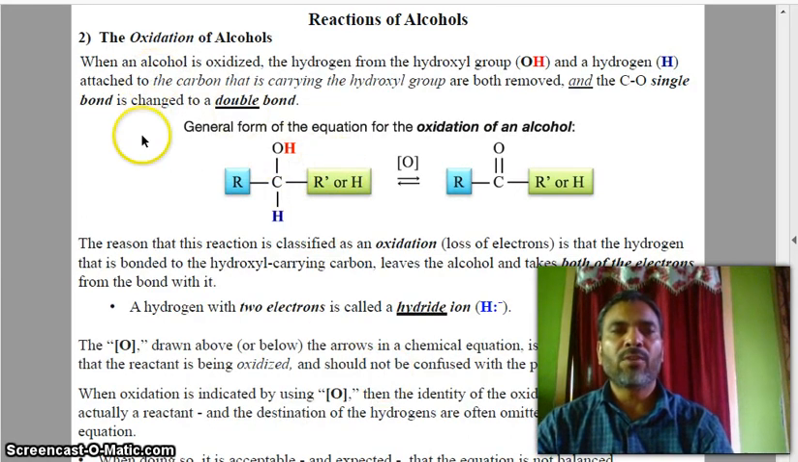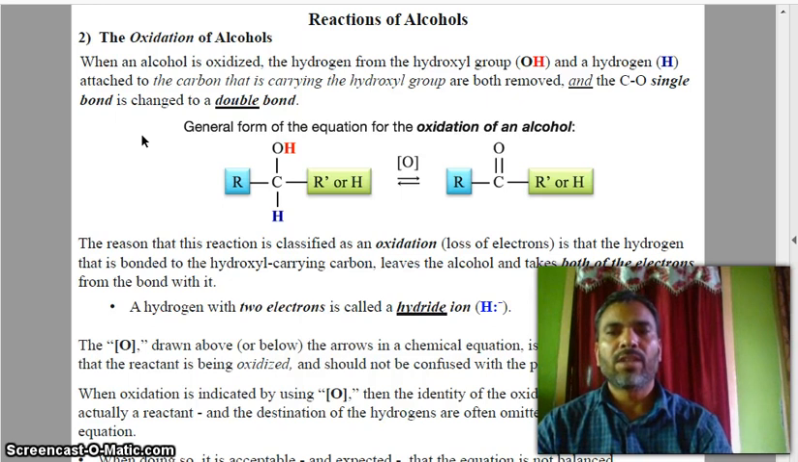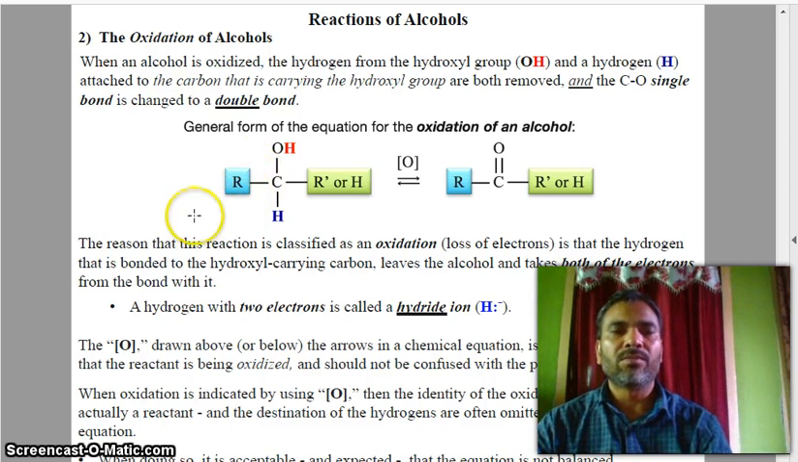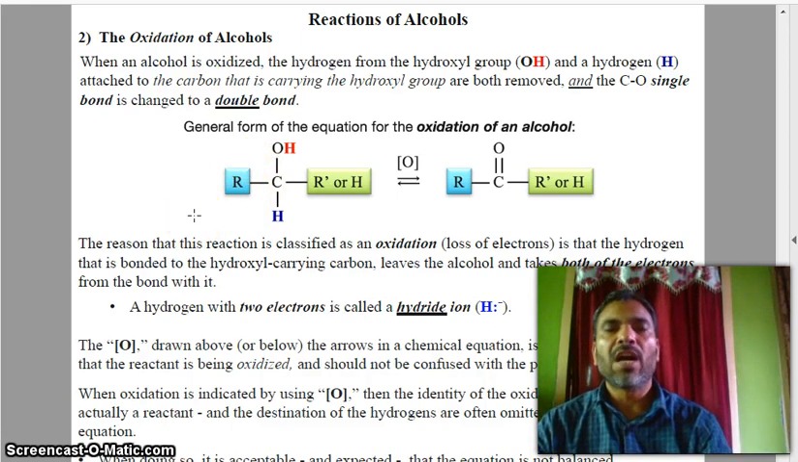So oxidation of alcohols: when an alcohol is oxidized, the hydrogen from the hydroxyl group (OH) and the hydrogen attached to the carbon that is carrying the hydroxyl group are both removed, and the C-O single bond is changed to a C=O double bond. Look at these reactions. The carbon carrying hydrogen and OH loses these two protons, and a carbon-oxygen double bond forms. The reason this reaction is classified as an oxidation, a loss of electrons, is that the hydrogen bonded to the hydroxyl-carrying carbon leaves the alcohol and takes both of the electrons from the bond with it. A hydrogen with two electrons is called a hydride ion.